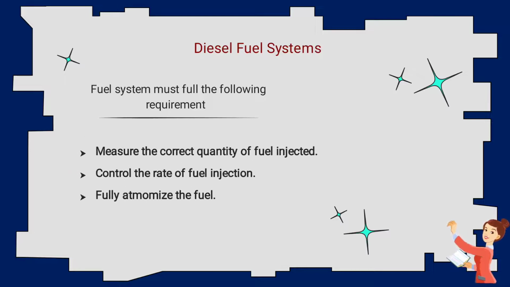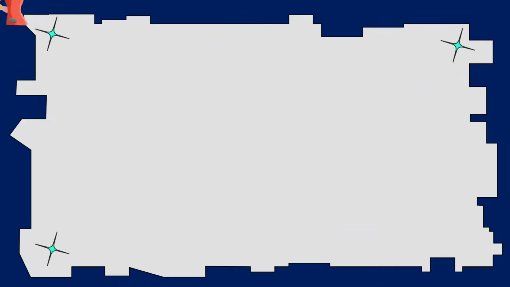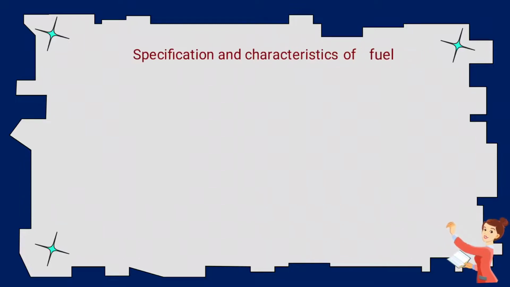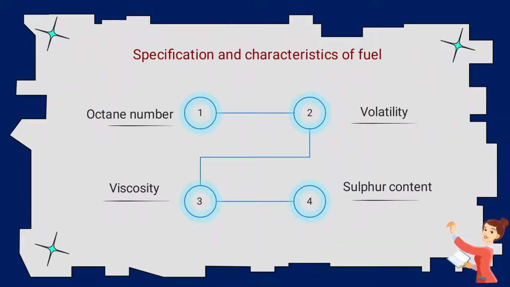Diesel fuel systems. The fuel system must fulfill the following requirements: measure the correct quantity of fuel injected, control the rate of fuel injection, fully atomize the fuel. Specification and characteristics of fuel: octane number, volatility, viscosity, sulfur content.